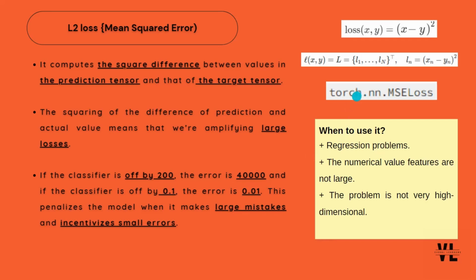So we can use the MSE loss under the neural network module, and we can use it for regression problems. The numerical value features are not large, so the features, the input to our model, should not be very large, and the problem is not very high dimensional, which means we cannot use high dimensional features such as images and other types of high dimensional features.